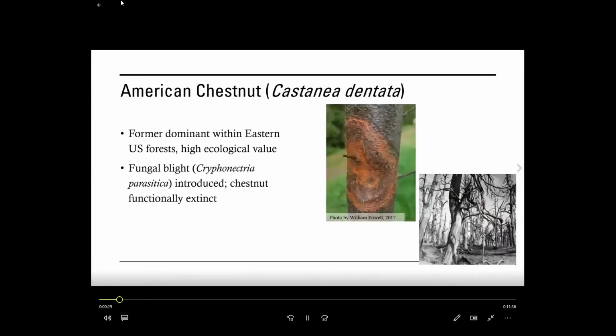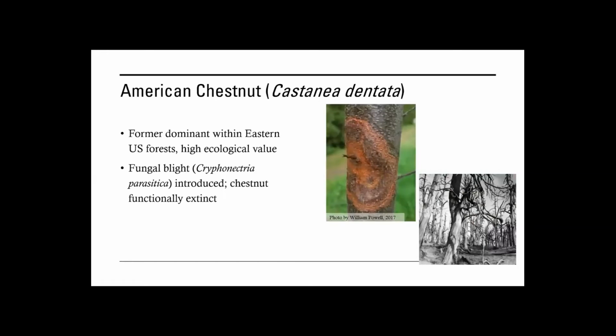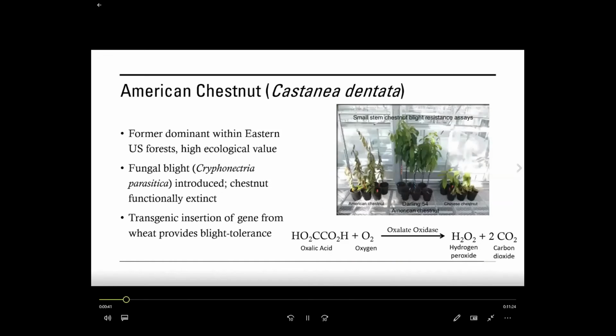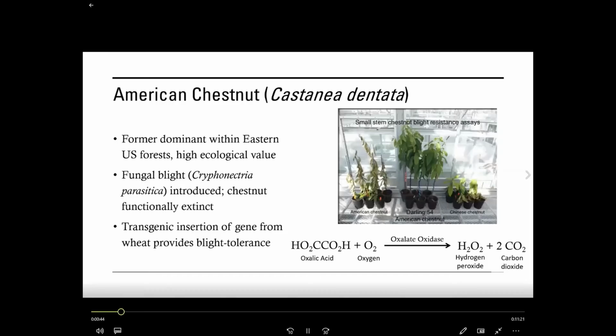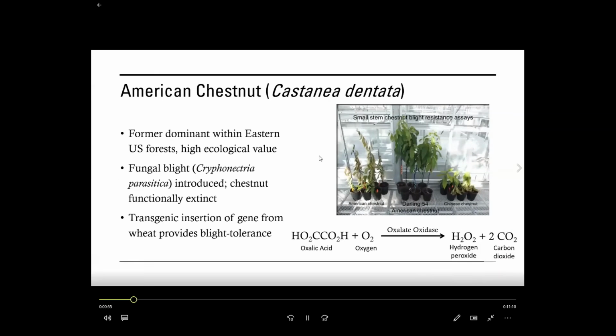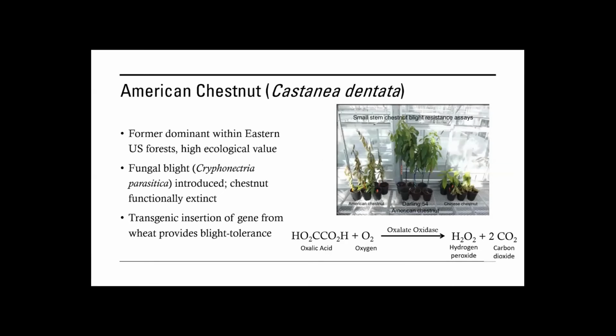However, a fungal blight introduced in the early 1900s decimated the species, rendering it functionally extinct, meaning it's still present in its ecosystems but serves no major role within them. However, researchers at SUNY ESF have used transgenic insertion to breaking down the harmful oxalic acid produced by the fungus, allowing the fungus and the tree to coexist with one another.